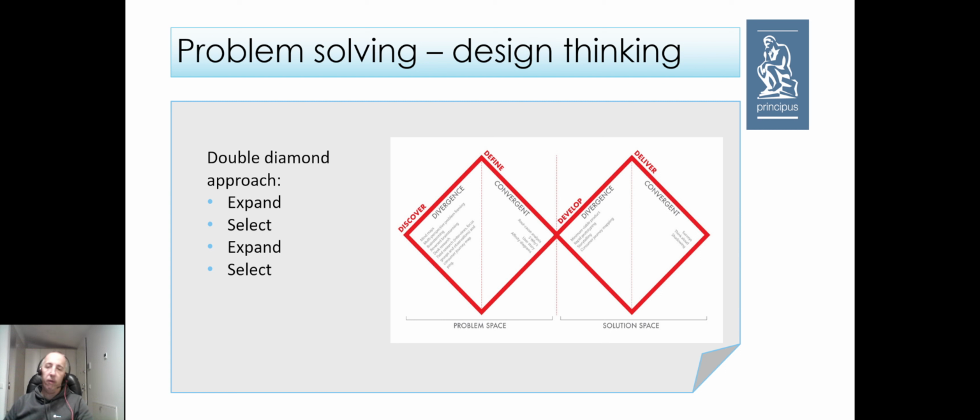To simplify, when you look at the double diamond as a model of design thinking, first diamond is problem space, where you first expand the ideas and then select the best ones, and the second diamond is solution space, again expanding potential solutions in the first phase and selecting the best ones in the second.